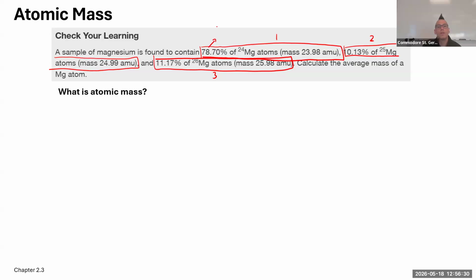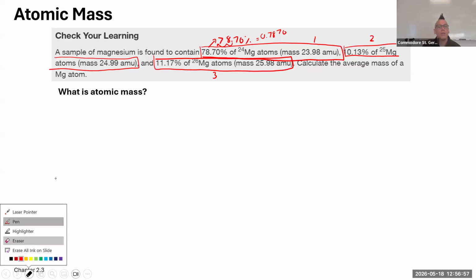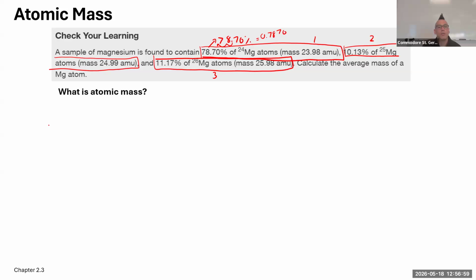So just to start us off, we're going to do that percent to fraction thing. And what it ended up being is you're going to basically move the decimal over twice. 1, 2. So that equals 0.7870. Sorry if it's all squished there. Let me move that out of the way. All right, so we're going to do the same thing to all of those. And let's just do it in one big long equation.